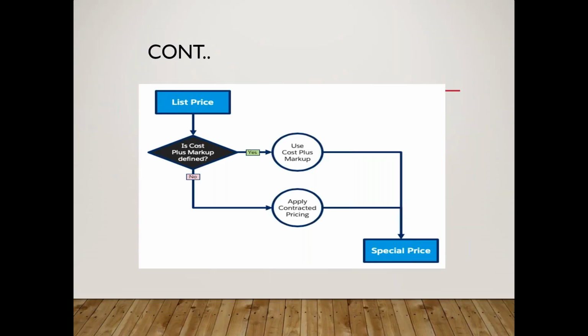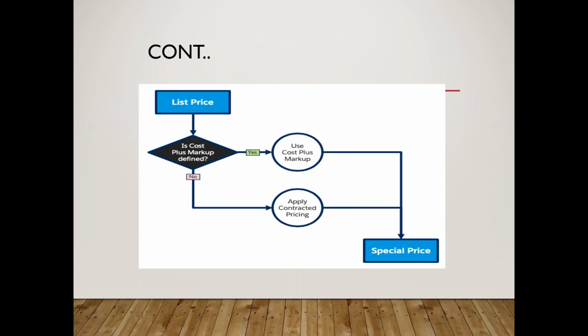Yeah, that's correct. So the precedence, your manual price will take higher precedence. If you think about the cost plus markup price, you are giving your sales rep the ability to manually edit that price. So that will be your final price, and that will take higher precedence. If that is defined, it will not check contracted pricing. If cost plus markup is not defined, then it will take contracted pricing and you will calculate special price.